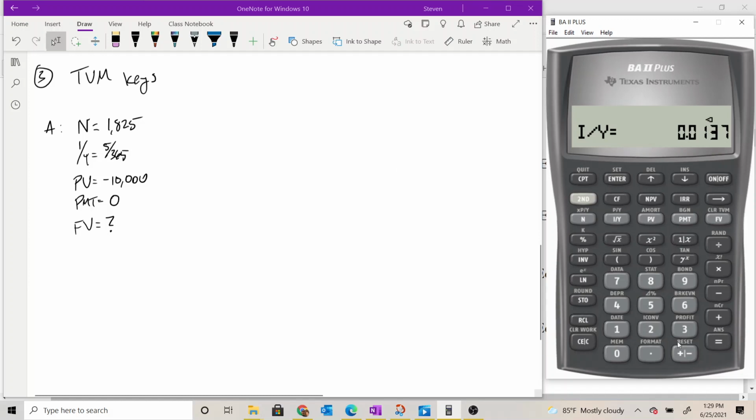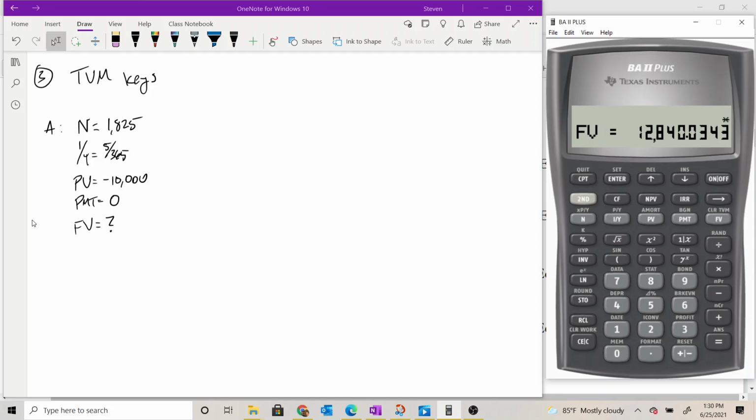All right, present value is a negative 10,000, or a cash outflow of 10,000. Payment is 0, which it should already be since we cleared it out. But I'm going to go ahead and type 0 and then press the payment key to store it. And now we've got 4 of the variables stored. The calculator can solve for the 5th, and we do that by hitting Compute FV.